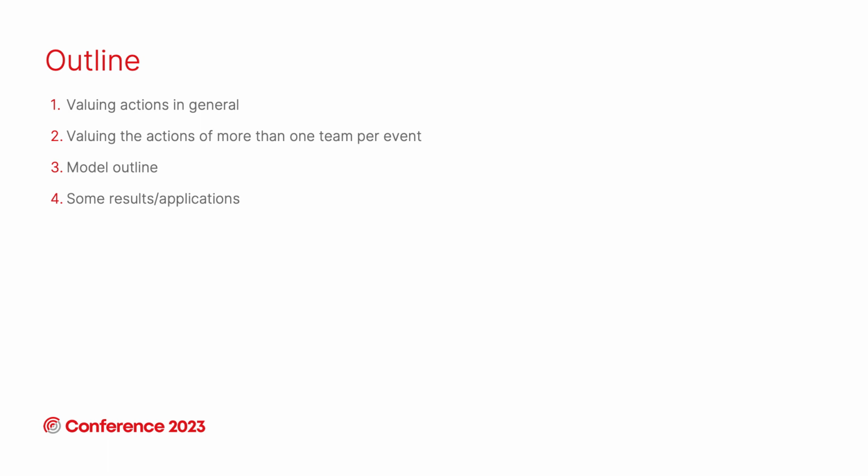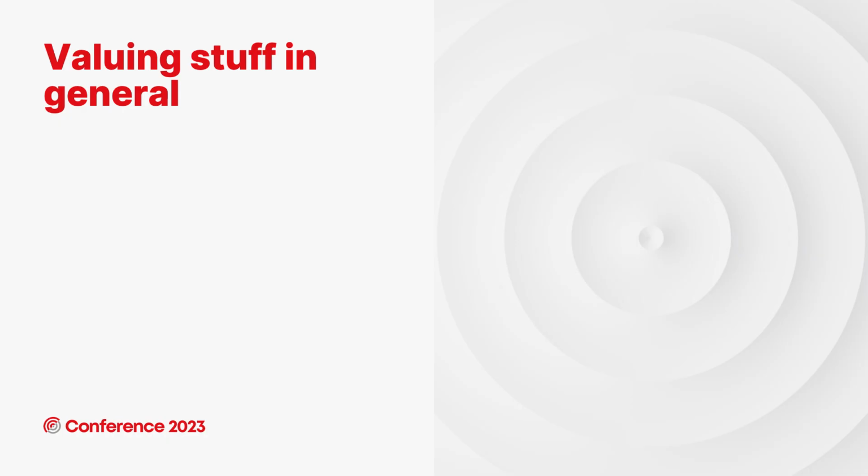So, quick outline of the talk. I'll talk about valuing stuff in general, just to set the scene a bit. Then I'll talk about valuing stuff that's more than just on-ball actions, which is what most work seems to focus on so far. Talk about the outline of the particular model I've built, show some results and applications, and then talk about some stuff that went wrong and stuff I learned along the way.